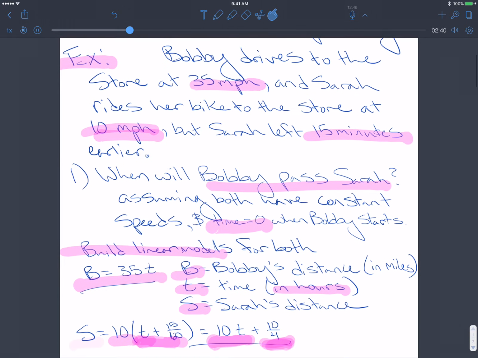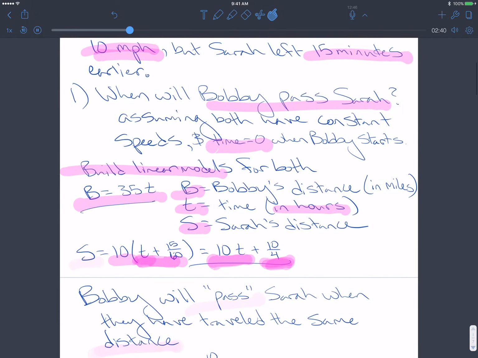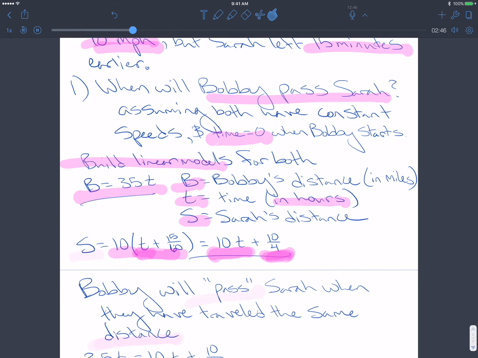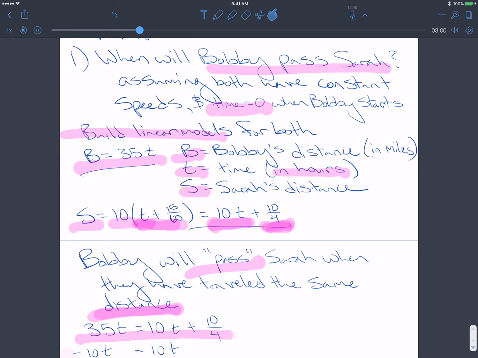So now we have two linear models, and we have to go, okay, so when does Bobby pass Sarah? So he'll pass her when they've traveled the same distance. And since the output here is distance, then I need to set B equal to S, and so I have 35t is equal to 10t plus 10 over 4, which is the reduction from 10 times 15 over 60. From this, I just want to solve algebraically for t now.